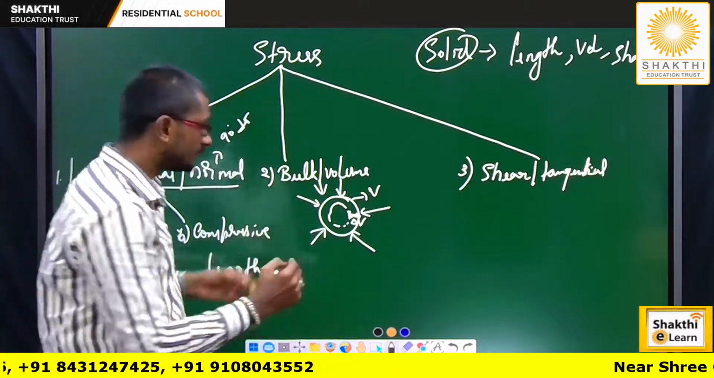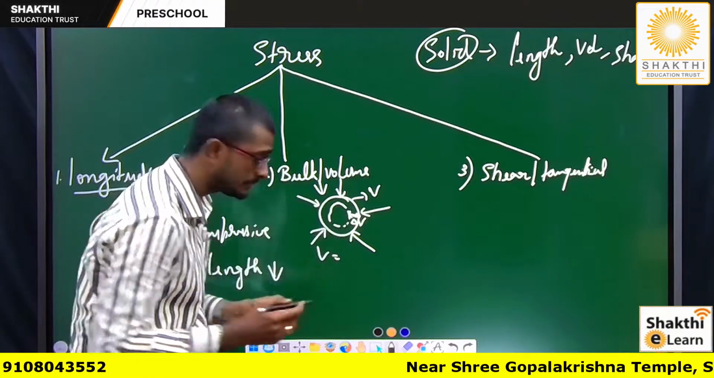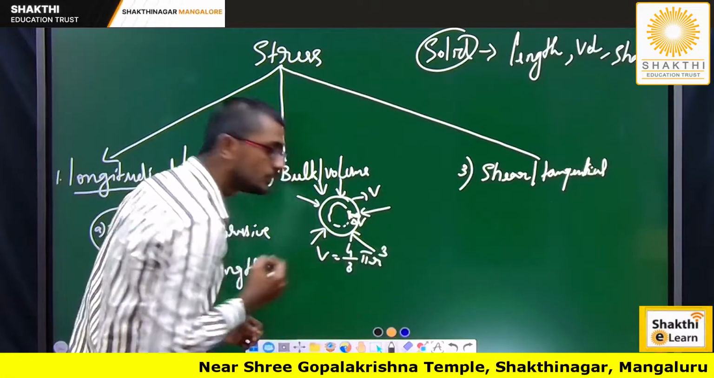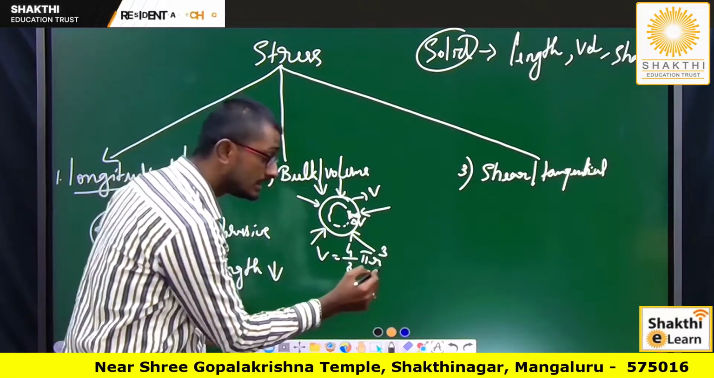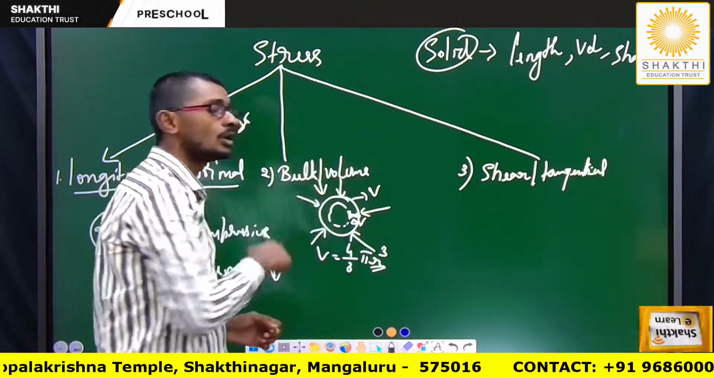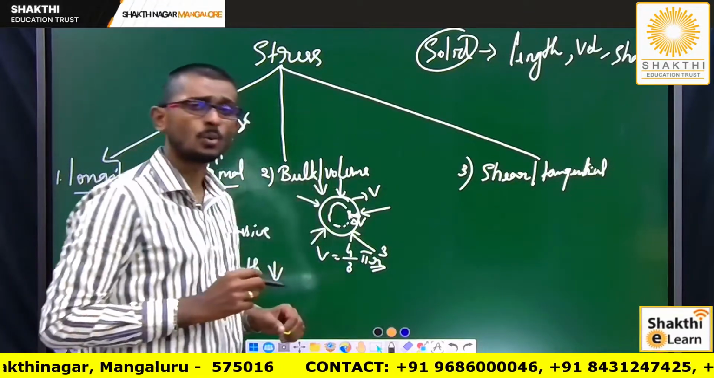Why? That means V is nothing but sphere, no? The volume in the ball in the shape of sphere. So volume formula will be 4 by 3 pi r cube is the formula. What is going to change here? The radius is changing here. Correct? If the radius changes, then the volume also changes. This is called as a bulk or the volume stress.